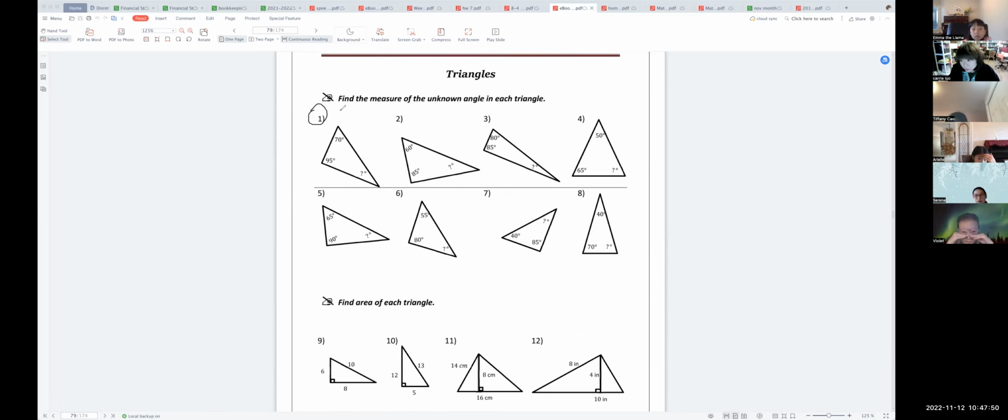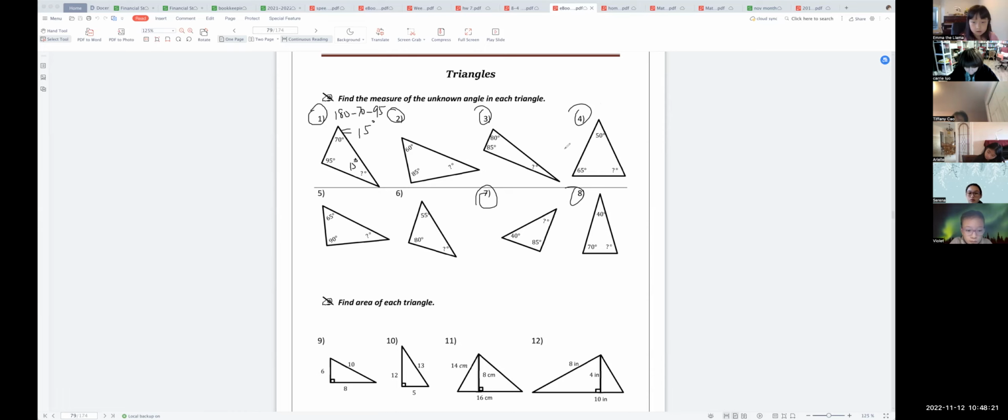Okay, so everybody, who can tell me inside a triangle how many degrees are there? 180. Very good. So now it's 180 minus 70 minus 95 minus 75 equals 15 degrees. Okay, everybody, these questions are very easy. So 2, 3, 7, and 8, I will do it.